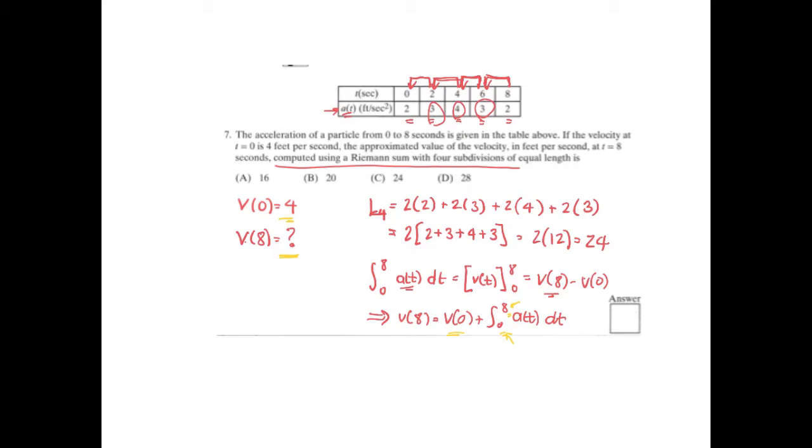But you really need to remember, don't get tricked, that you need to add the 4 to the 24 to come up with the final answer of 28. Technically, this is in feet per second right now because this is a velocity type thing, okay? So make sure that you don't forget to add in that initial condition or wherever you started from. In this case, it was starting from 0.